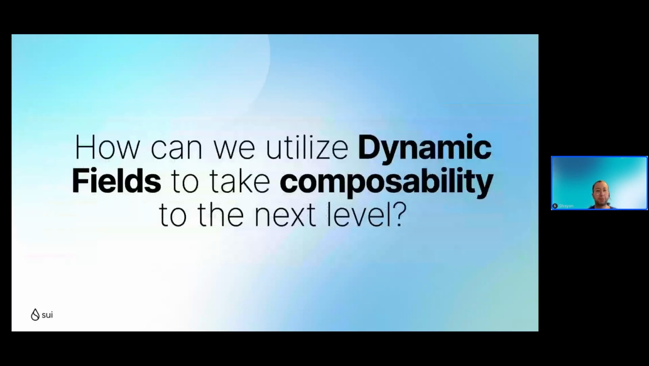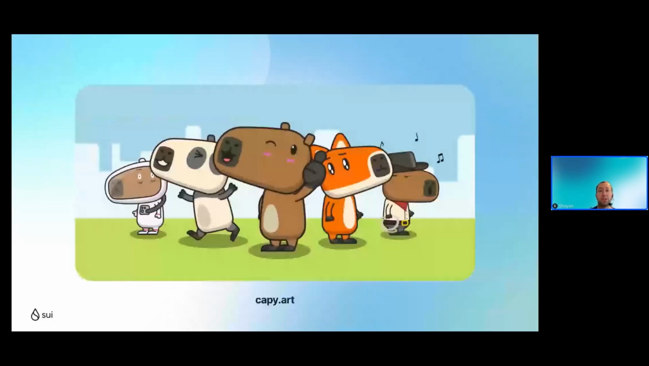So we talked about dynamic fields, and they're pretty cool, right? But how can we still utilize dynamic fields to take composability to the next level? So first it's important to define what composability is. When I talk about composability, it's being able to use the same objects or the same assets in different dApps. So let's talk about how we can do that with CAPIs.